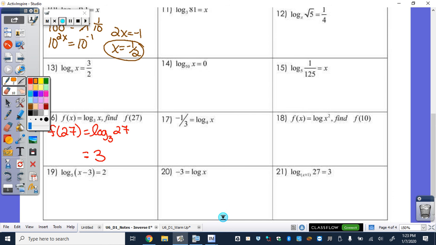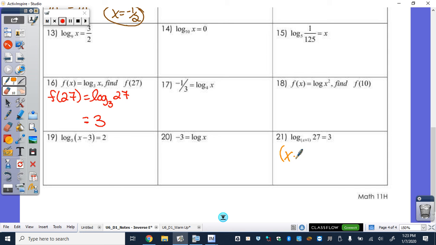And then 21. Base would be x plus 1. Exponent would be a 3, and then it's going to equal 27. Now what? Raise it to the 1/3. 27 to the 1/3 means it's the cube root of 27, which is 3. Subtract our 1 over, and we get x equals 2.